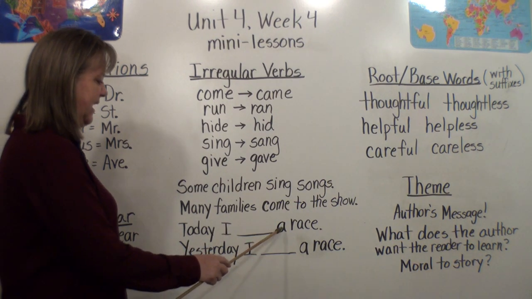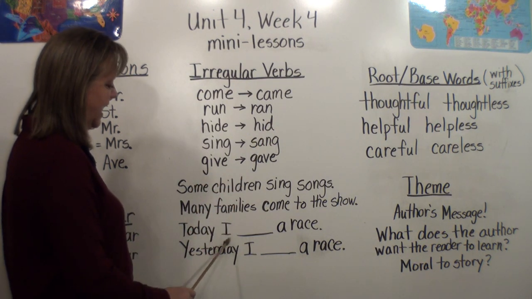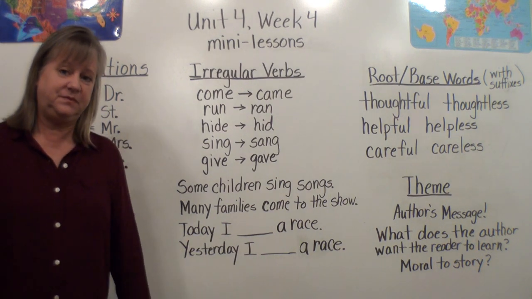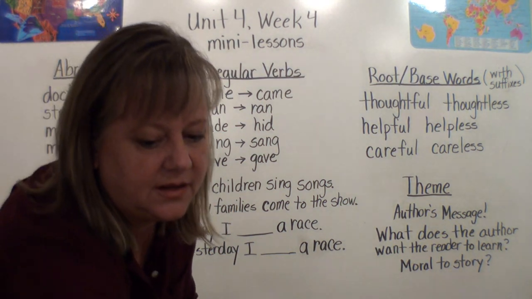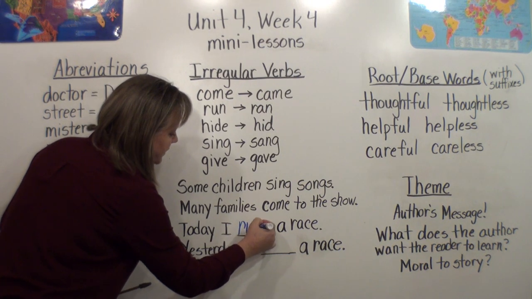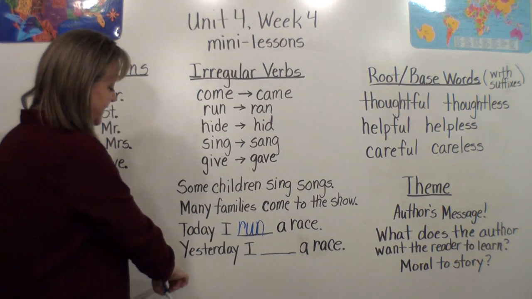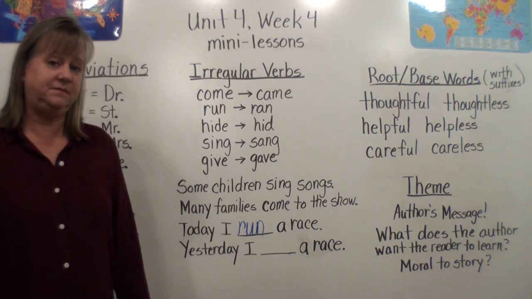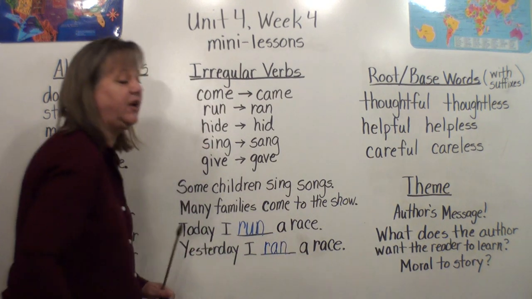Today I blank a race. Can you find a word up here that would make sense in there? Today I blank a race. And is in present tense because it's happening today. All right, it's run, R-U-N. Do you want me to put that in there? Here, I will grab my blue marker this time. R-U-N. Today I run a race, but yesterday I blank a race. So what's the past tense of run? Right, it's ran. R-A-N. I ran a race.